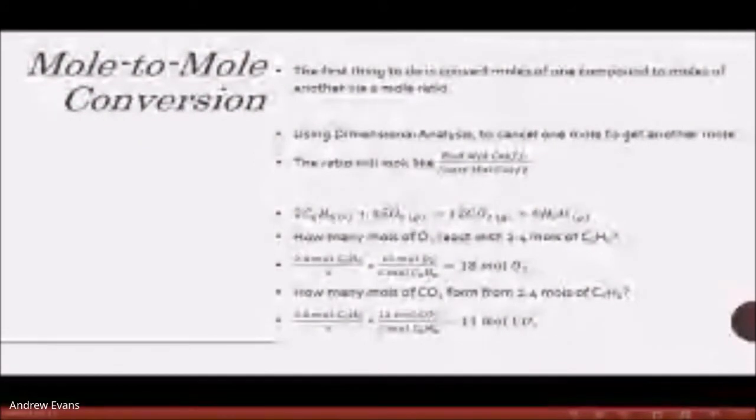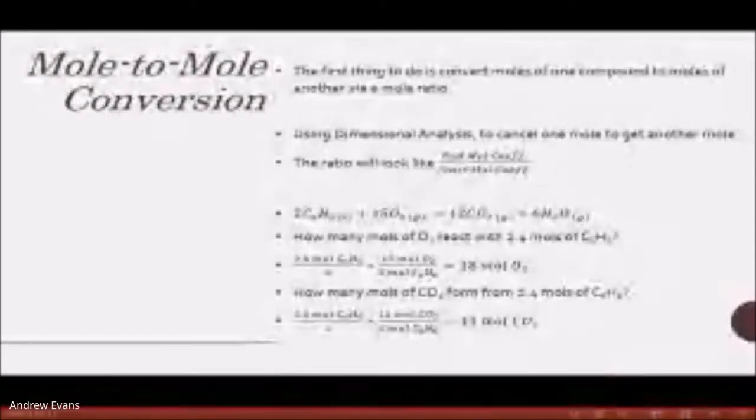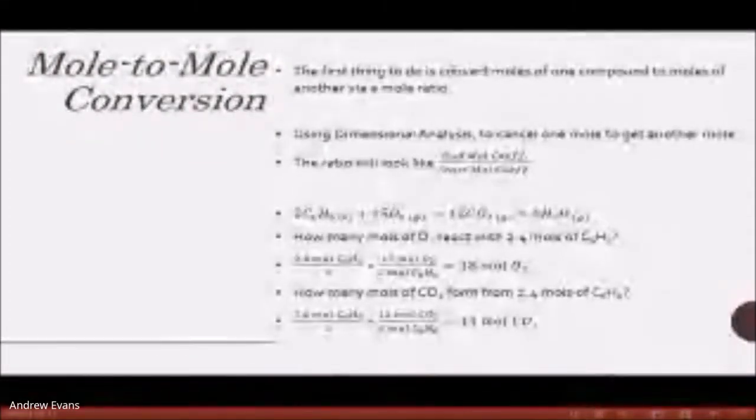And so you get what? 2.4 divided by 2, which is 1.2. And then you get 1.2 times 15. So you could calculate 18 moles of oxygen would be consumed to burn all that benzene. You also could ask any question of the product. When I burn the benzene, how much carbon dioxide would be produced when I burn this benzene? So I can set up right here.